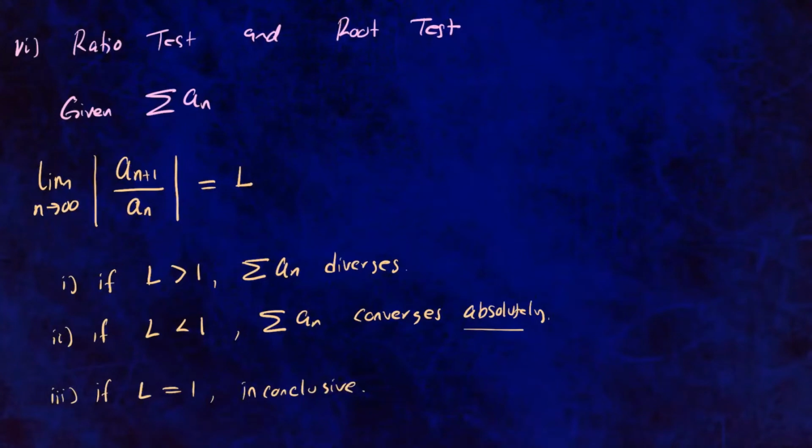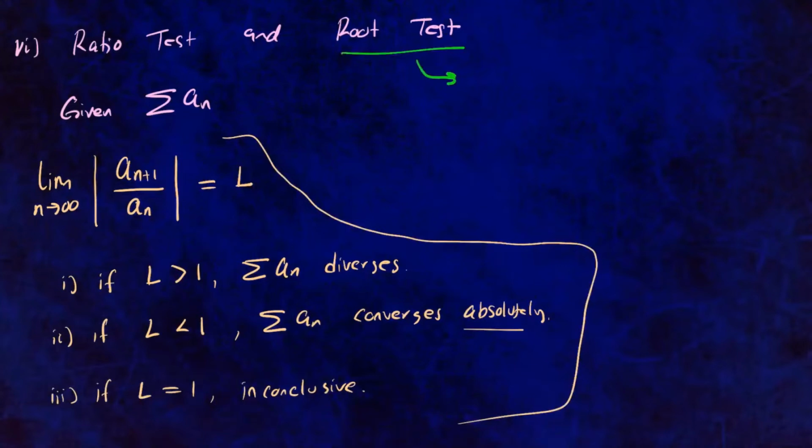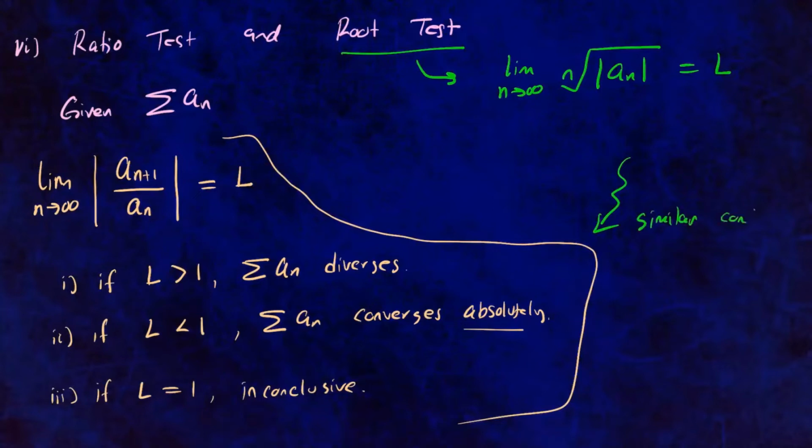Similar conditions for the root test. So again, if you're given a series a_n, then for the root test, you do the following. You take the limit as n goes to infinity of the nth root of the absolute value of a_n. So when you have powers, you often want to use the root test. And if this is equal to some L, then we fill out the same conditions as this one. If L is greater than 1, it's going to diverge. If L is less than 1, the series converges absolutely. And if L is 1, inconclusive. So, similar conditions as the ratio test.